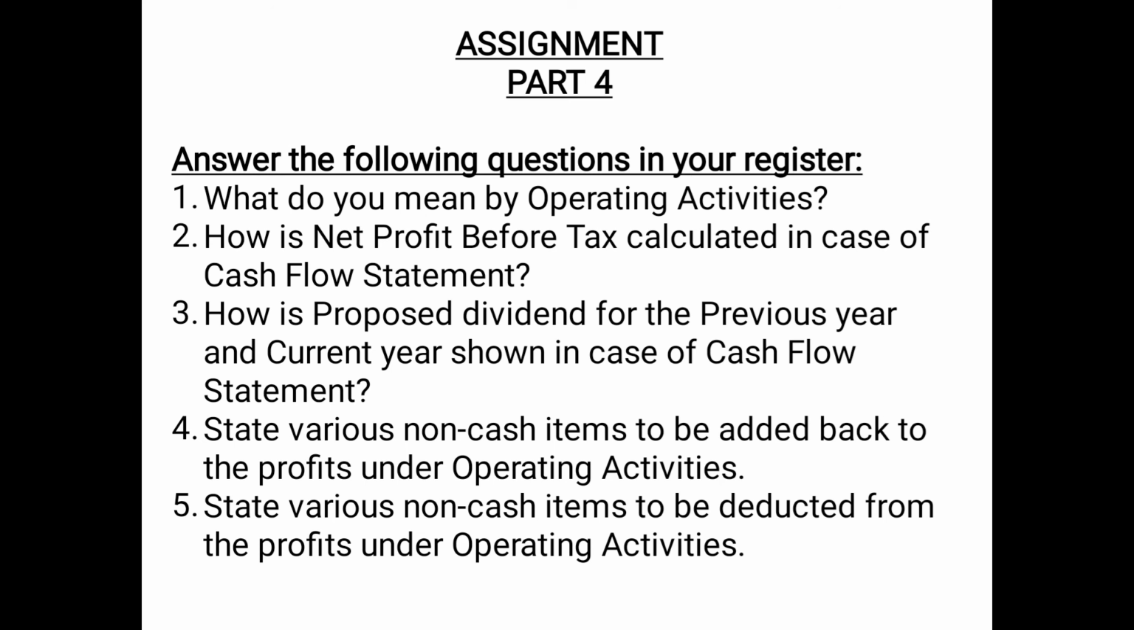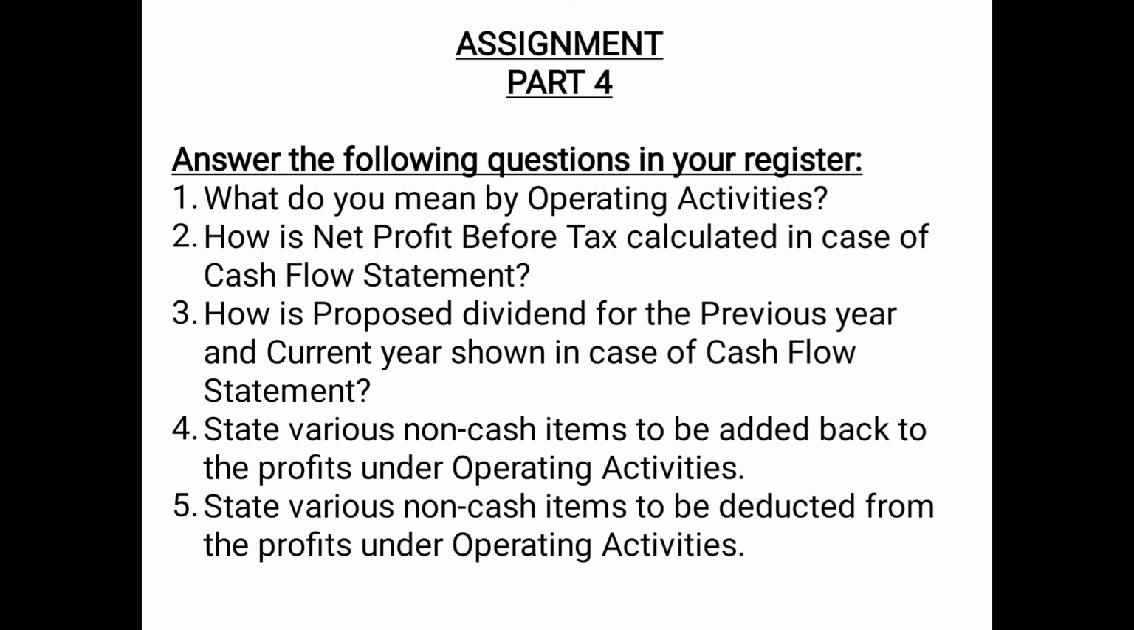Question number 4, state various non-cash items to be added back to the profits under operating activities. So here it can be depreciation on fixed tangible assets, amortization of fixed intangible assets, then amortization or writing off of fictitious assets, loss on sale of fixed assets, etc.